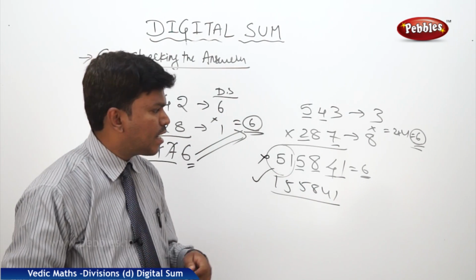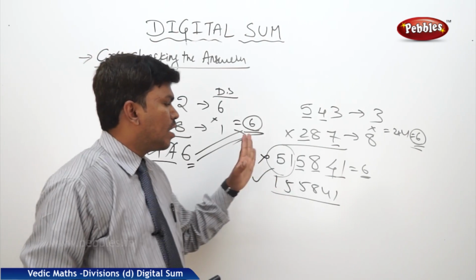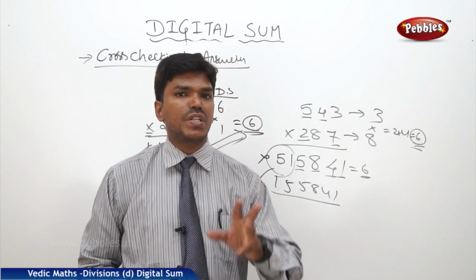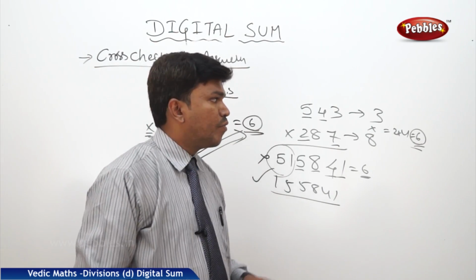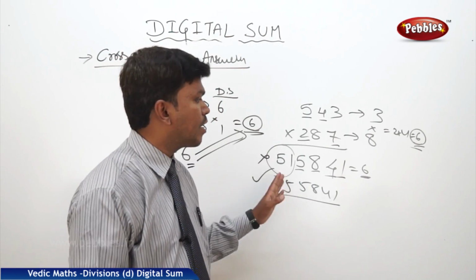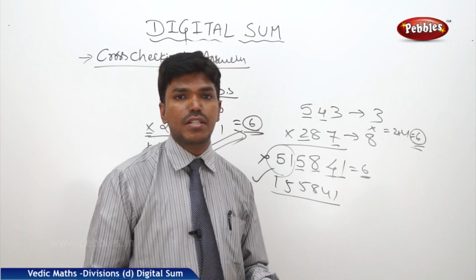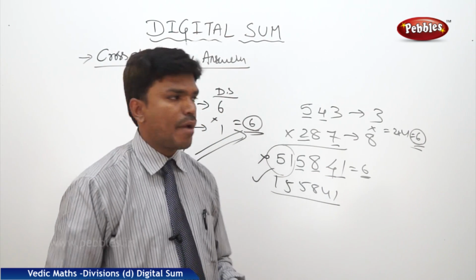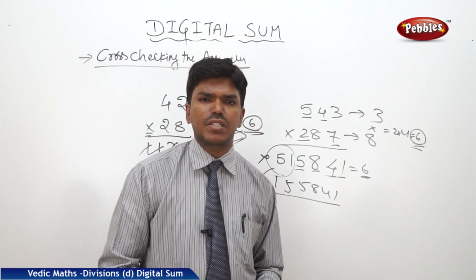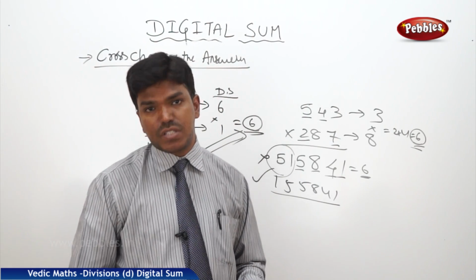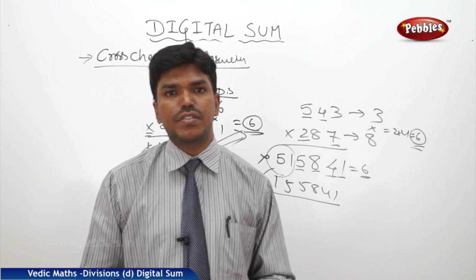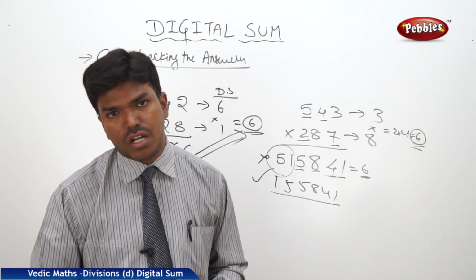Why did I do it like this? See, if the answer gets the same digital sum, I cannot assure you 100% accuracy. But if you are not getting the same digital sum, yes, it is 100% wrong. If you are getting the same digital sum, maybe, maybe not. Sometimes mistakes will happen like this. So I cannot assure you 100% accuracy every time, but mostly, 99%, I can say you will get the right answer only. You can get that confidence: yes, my answer is right, if you are getting the same digital sum in the answer also.